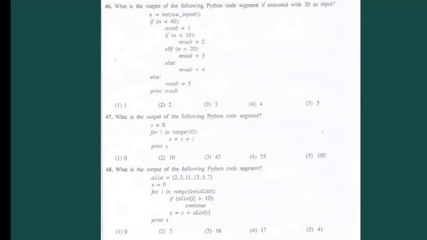How many are there? 2.3, 5.7. Only 2 numbers, no? The answer is not there, it seems. Because 2.3, the first item, is less than 10. Then 11 is greater than 10, 13 is greater than 10, then again 5.7 is less than 10. The value is 2.3 plus 5.7, real value is 8. Why is the answer not there?